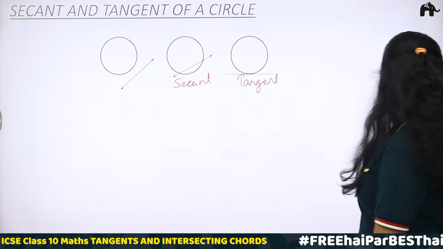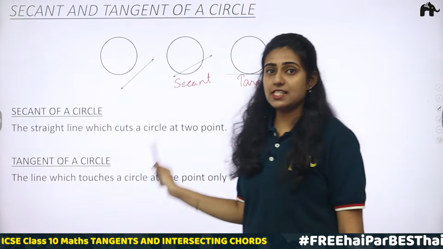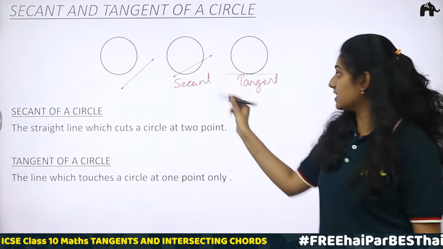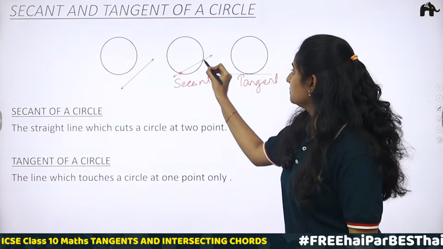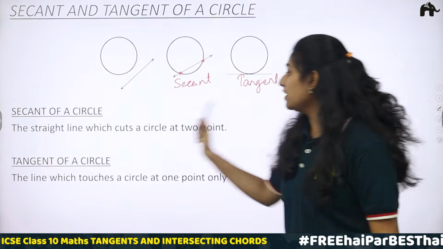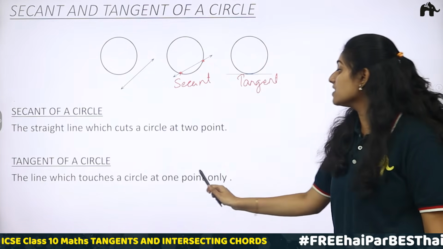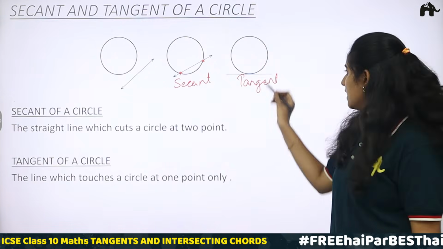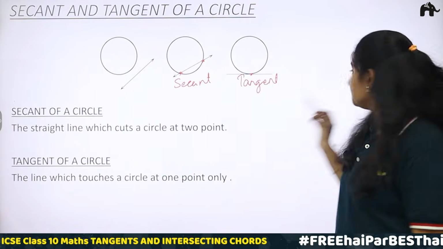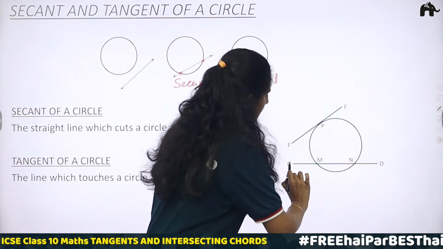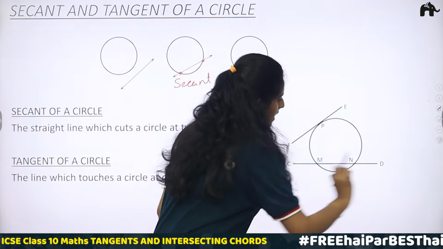Understood? So, a secant of a circle, the straight line which cuts a circle at 2 points. Here we have 2 points. Okay. And what about tangent? Tangent of a circle, the line which touches a circle at 1 point only. This point. Okay.